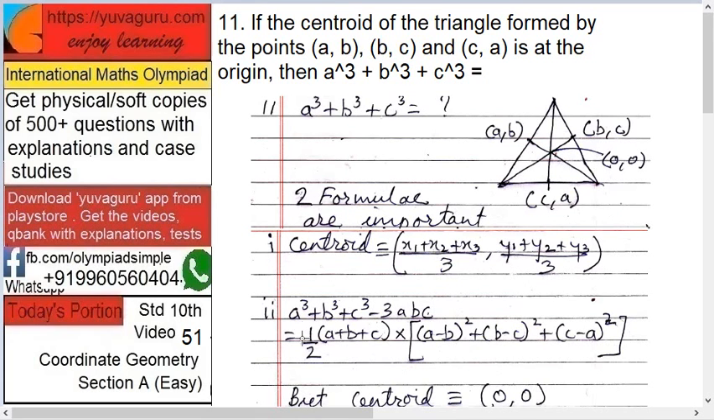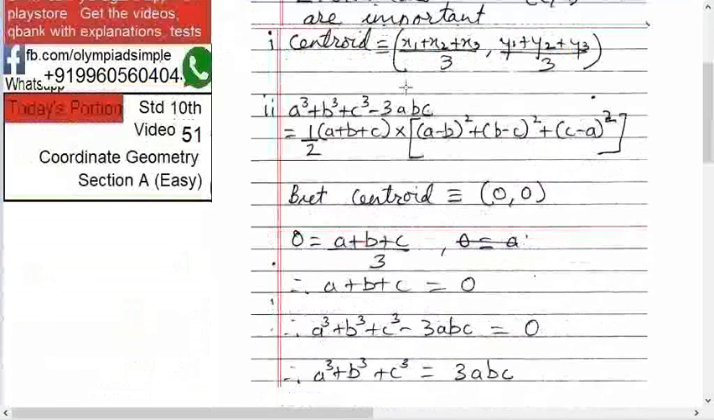And second is a cube plus b cube plus c cube minus 3abc equals 1 upon 2 into (a plus b plus c) into [(a minus b) the whole square plus (b minus c) the whole square plus (c minus a) the whole square]. This formula is difficult, but you will have to learn.